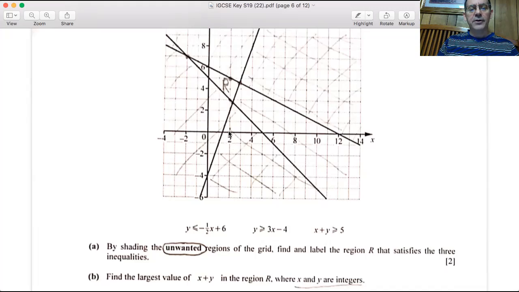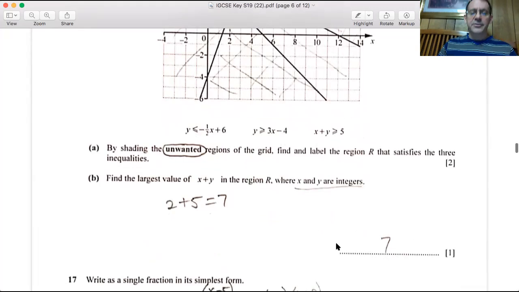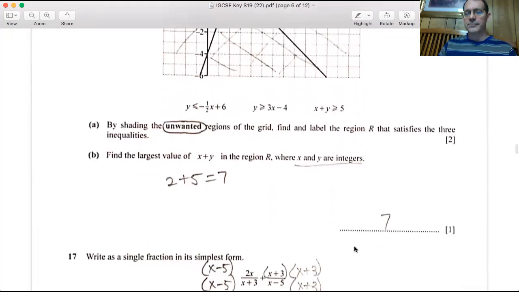And here you have 2 and 5. This one is right on the grid mark as well. Integer values. 2 and 5 is 7, and everything else is below that. So 7, the 2 for the x and 5 for the y equaling 7 is your highest value combination of those x, y integers that are within the region R.